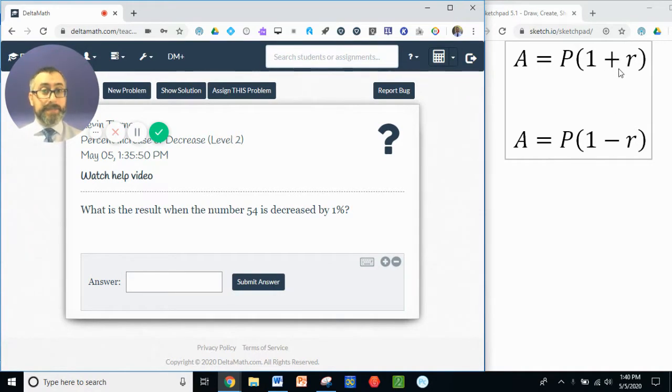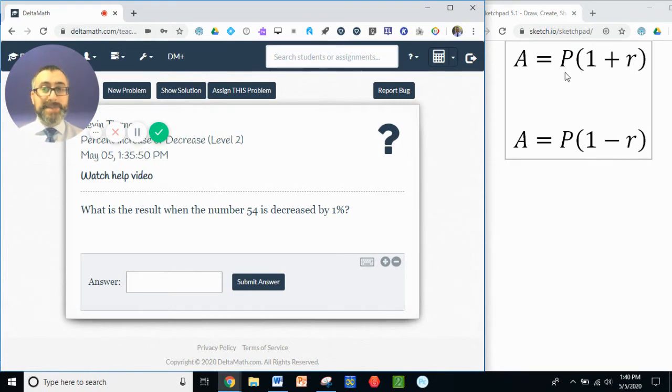When you're going up, you'll use the formula with the plus. When you're going down, you'll use the formula with the minus. Let's talk a little bit about what these letters mean. The A is what you're solving for. It's what you're trying to find out. It's the number that you'll have after the problem is done.